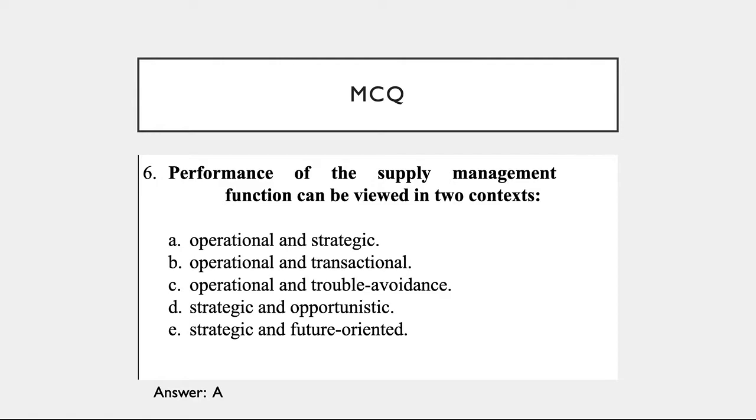Here he's asking about the performance of the supply management, so we can know this through the supply contribution. And of course we know that the supply contribution can be viewed through two ways, whether it's operational or strategic. The operational supply contribution is mainly based on trouble prevention, whereas strategic supply contribution is based on opportunity maximization.